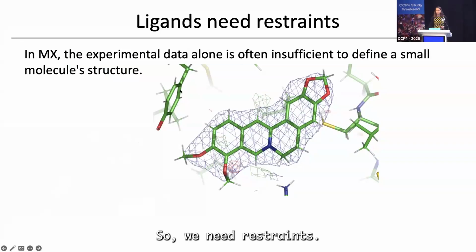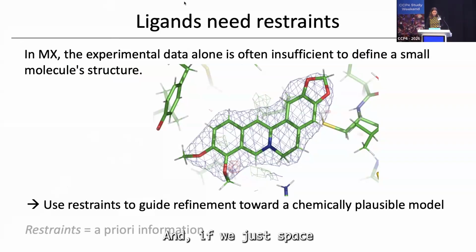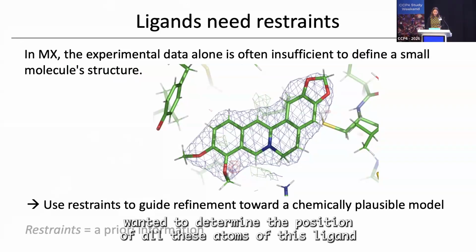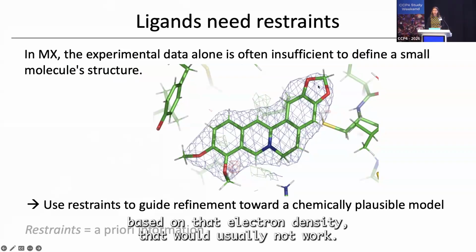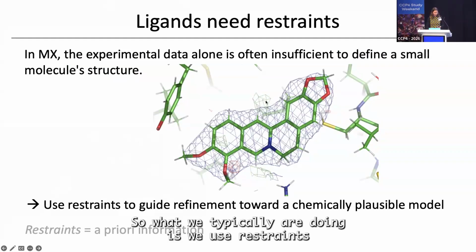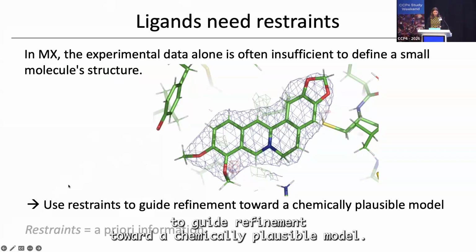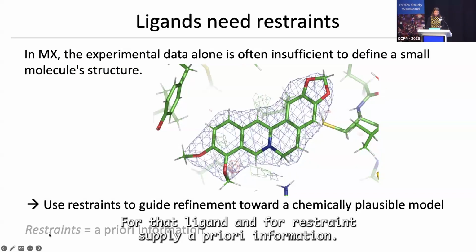So we need restraints. Here is an electron density map. If we just wanted to determine the position of all these atoms of this ligand based on that electron density, that would usually not work. So what we typically do is use restraints to guide refinement toward a chemically plausible model for that ligand. And so restraints supply a priori information.